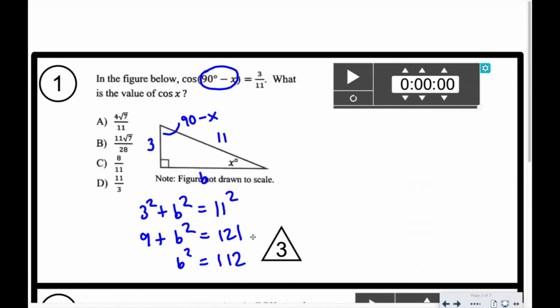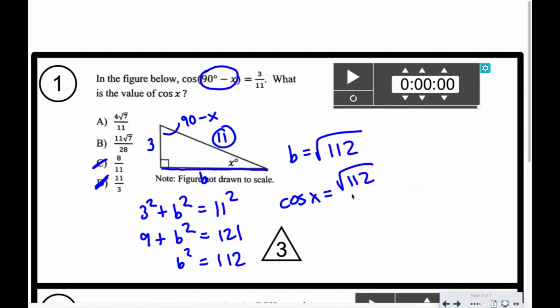112. Now, we should simplify that. This 112 is not a perfect square, right? So we end up with the square root of 112. So it's clearly not these, right? Oh, and also, my bad. If we want to actually do the cosine of x, then it's that. It's the square root of 112, which is the adjacent side over the hypotenuse, right? So this is our answer, which again is clearly not one of these.